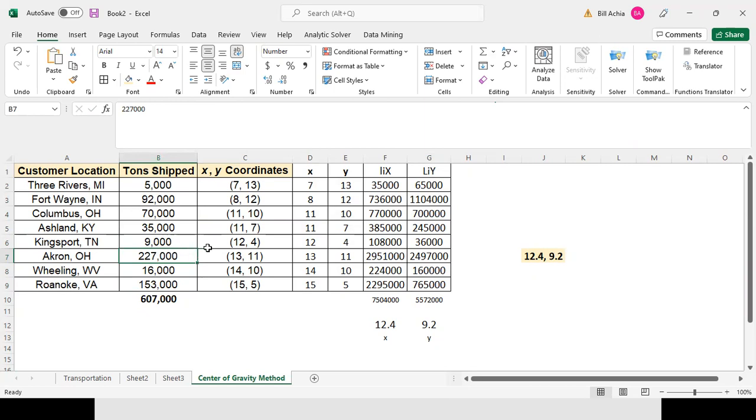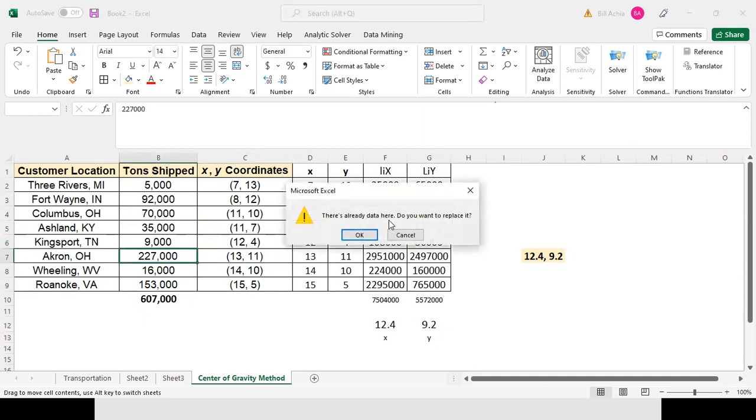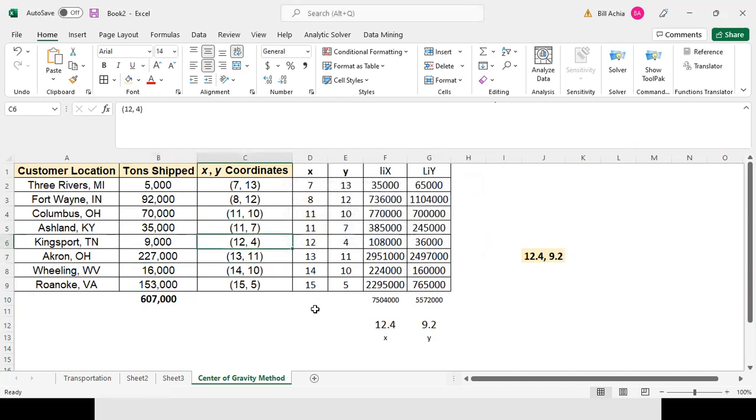Okay, so that's your center of gravity approach to finding out the best possible location to site a plant, to site a warehouse or a distribution center. Okay, I'll stop this here.